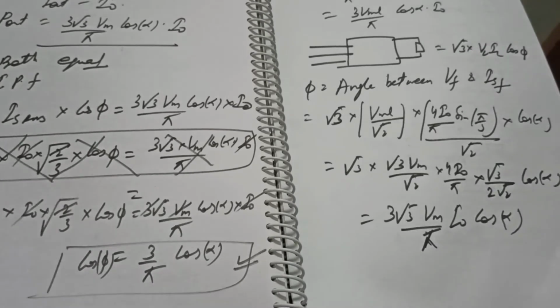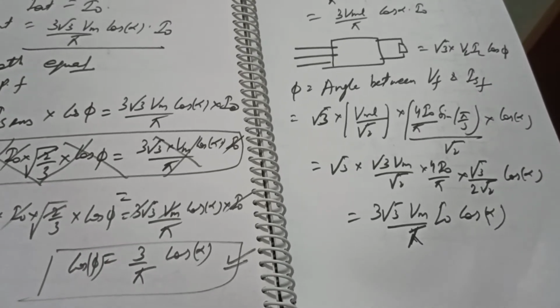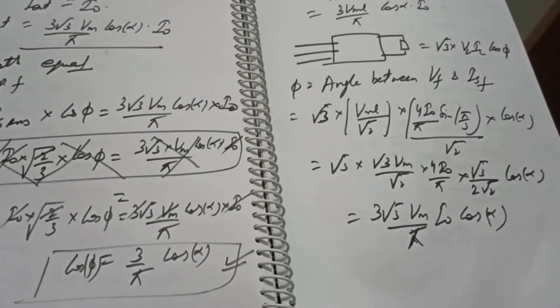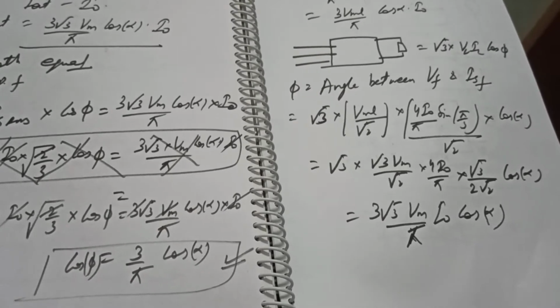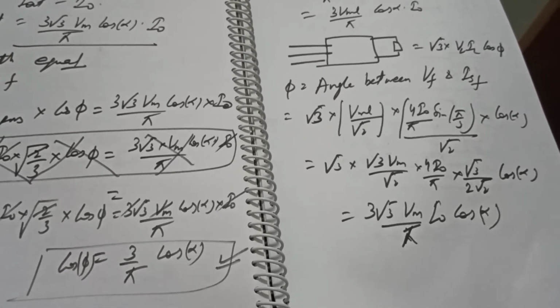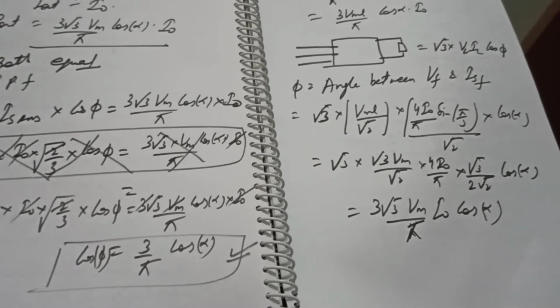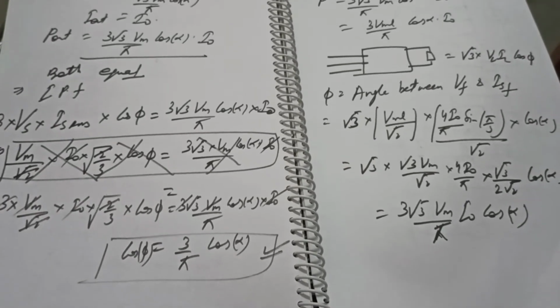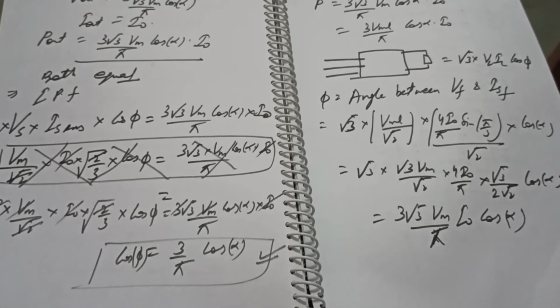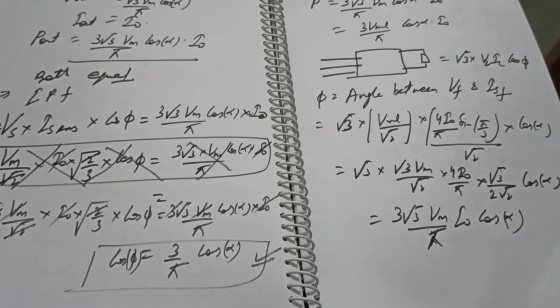The fundamental current value will be 4 I naught by pi sine pi by 3, obviously, and root 3 VL into IL cos alpha will give us the power. Okay, are you getting the converter analysis?